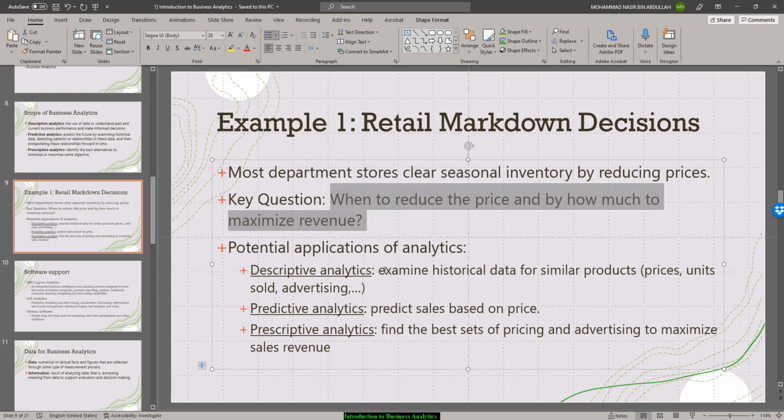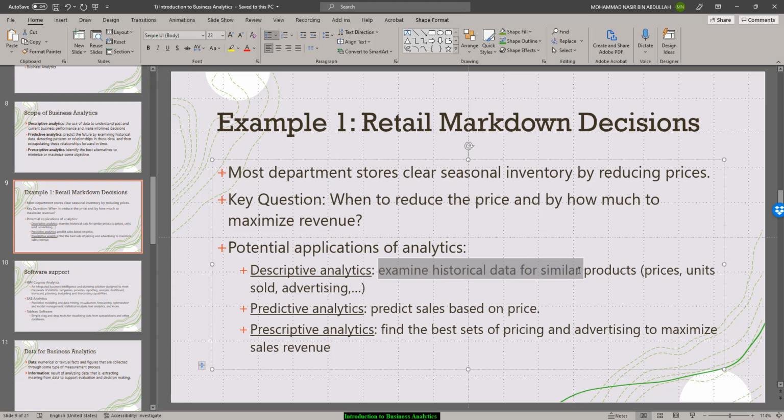So in descriptive analytics, we will examine historical data for similar product, price, unit sold, advertising cost and so on lah. And predictive analytics will predict the sales based on price. Kalau sales tu tinggi, kita boleh turunkan sikit saja, bagi discount, still on margin, right? So still kita boleh clearkan produk lah. Prescriptive analysis find the best set of pricing and advertising to maximize the sales revenue, right? So that is a key or potential application of business analytics, right?